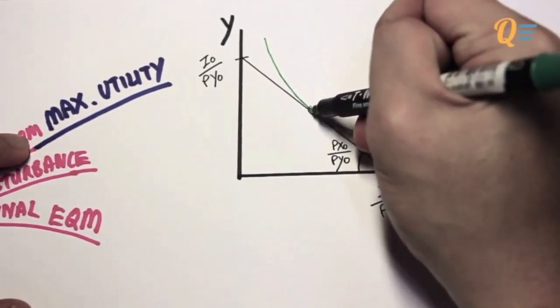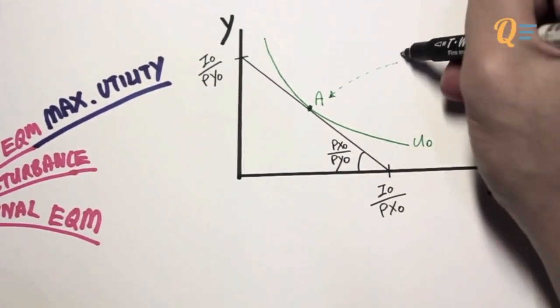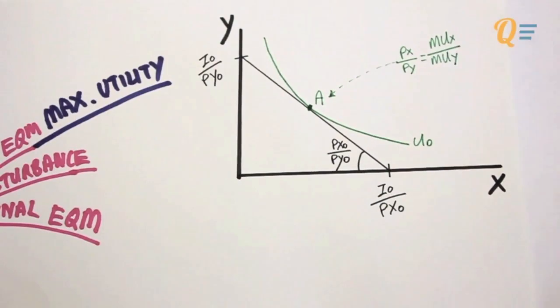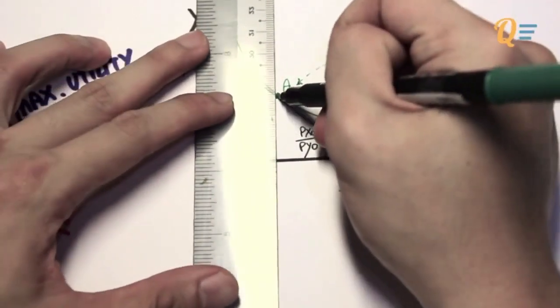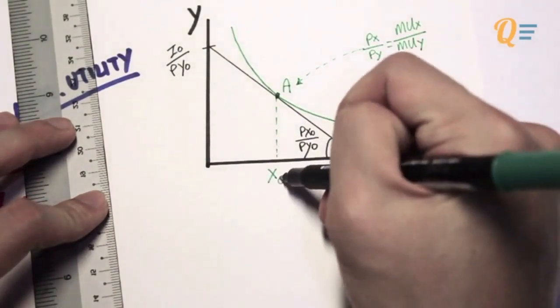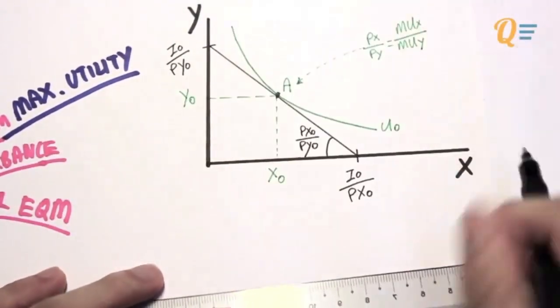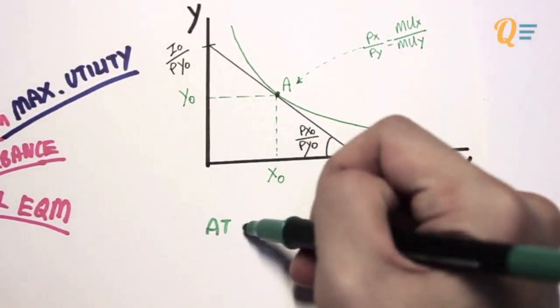So this is the highest level that my indifference curve can move to. Remember, the indifference curve moves towards a bliss point, right? So at point A, the price ratio is equal to the marginal rate of substitution because of the tangency of the indifference curve as well as the budget constraint. And the individual maximizes his or her utility by choosing bundles X0 and Y0.